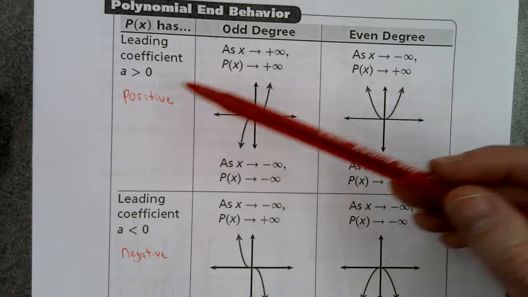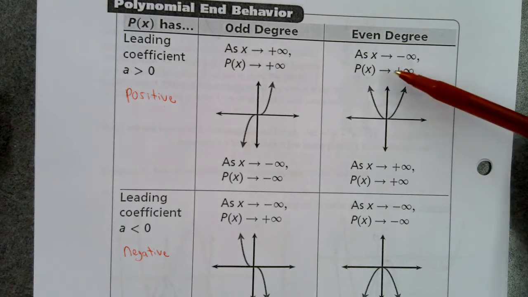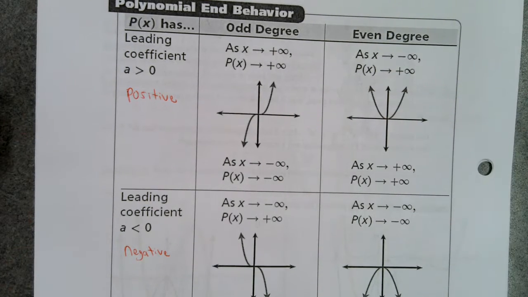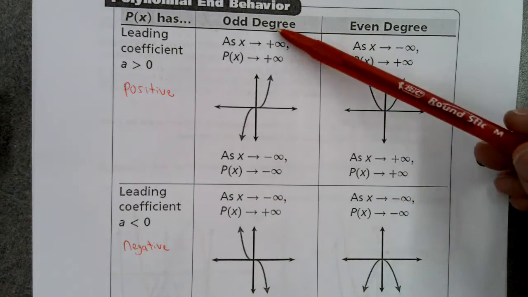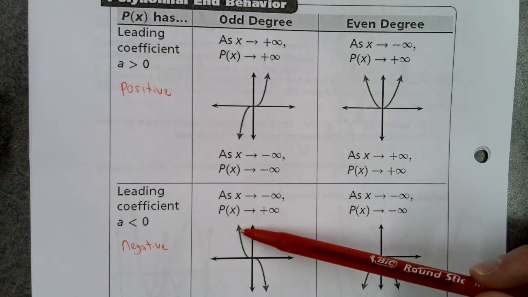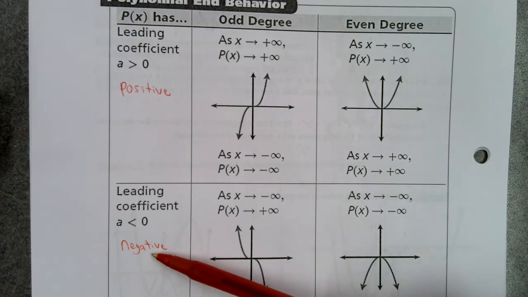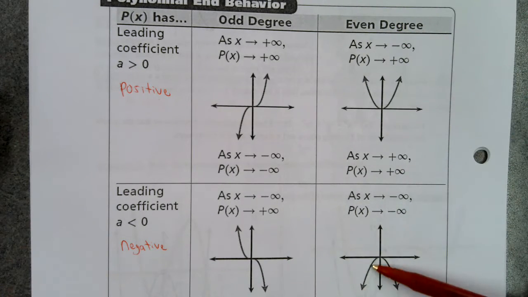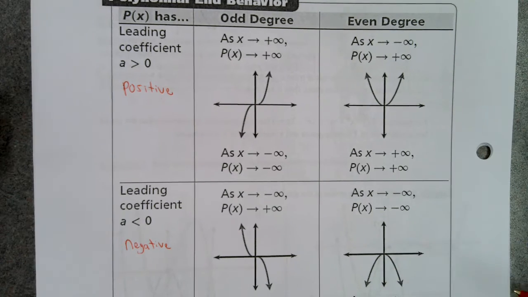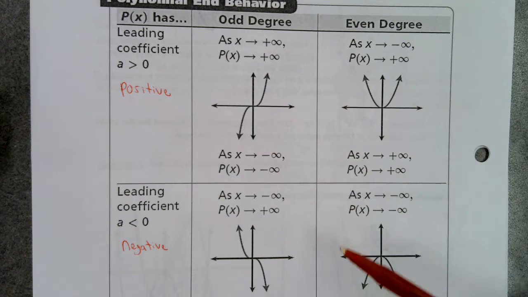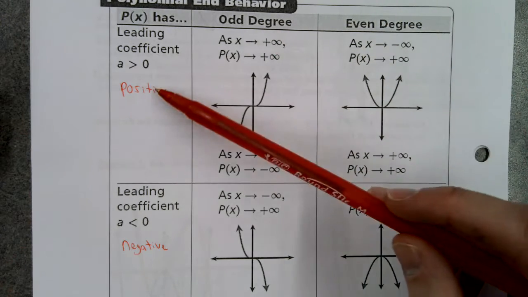If the leading coefficient is positive and we have an even degree polynomial, the end behavior is going to look like this. If the leading coefficient is negative and we have an odd degree polynomial, the end behavior is going to look like this. And if the leading coefficient is negative and we have an even degree, then the end behavior looks like this. You should memorize these 4 basic graphs for the 4 general cases.